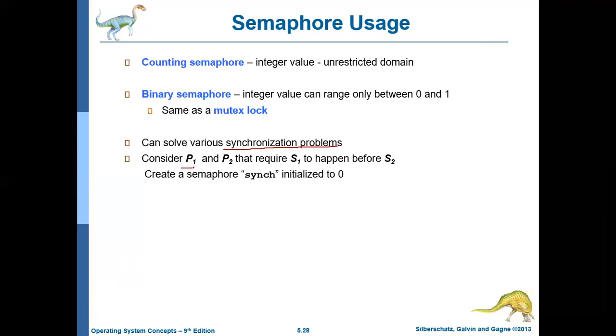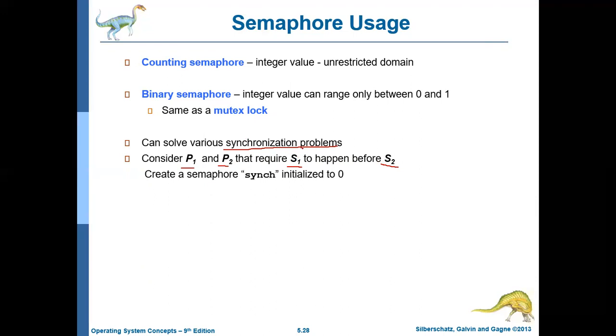Let us assume there are two processes P1 and P2. It should be done in such a way that the instruction S1 should be executed before S2. But S1 is an instruction available in the process P1, and S2 is an instruction available in the process P2. But while executing, this order should be maintained: S2 should never be executed before S1.